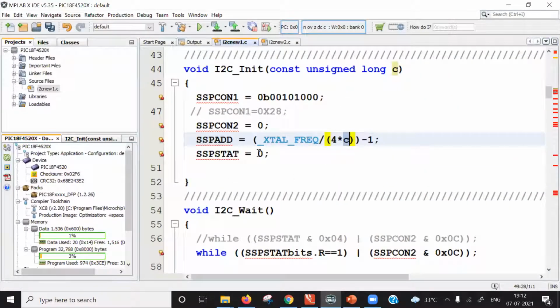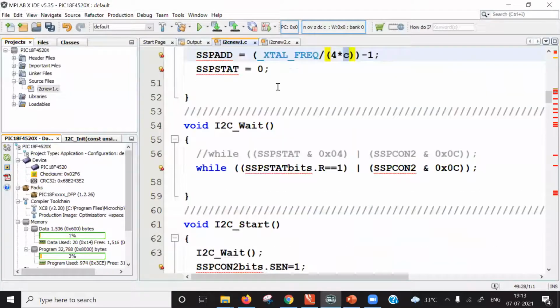Then SSP status register is cleared to 0. So this is the I2C initialization function. These functions are very small. Only a few lines of code are written in each and every function. So I hope all of you understand how to initialize this protocol. We have defined here SSP con1 register, and we have enabled the MSSP module, and with the help of the last 4 bits, we have configured master mode of operation with 7-bit addressing mode.